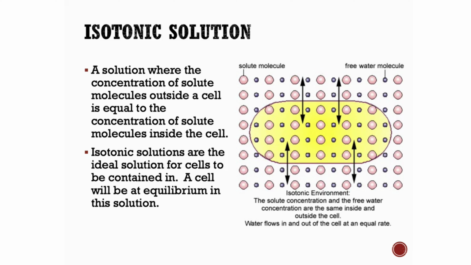So the concentration of the outside and inside are the same, so we call it an isotonic solution. Isotonic solutions are the ideal solution for cells to be contained in. A cell will be at equilibrium in this solution. Whenever we get an injection, we always get it with an isotonic solution. For example, an isotonic solution of sodium chloride, or isotonic solutions of different molecules for different injections. So remember, this isotonic solution is very important for homeostasis.